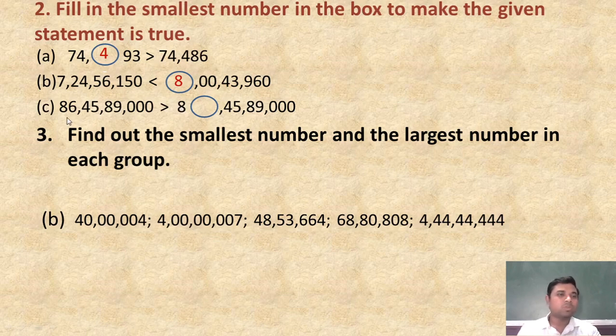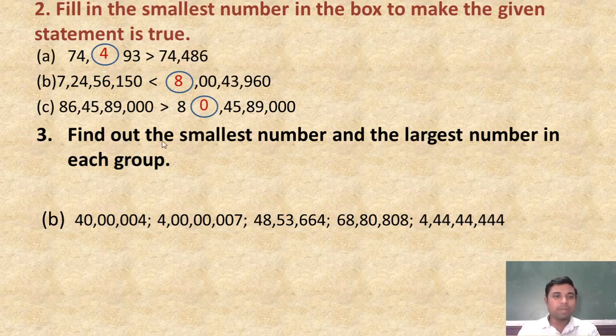Okay, now see, here 86 crore. What number will you put here so that this will be less? Just try it for 0. 86 crore, 80 crore. Obviously this is true. Dear students, if you put 1 here, it will be true. If you put 2, it will be true. But you have to choose the smallest one. So the smallest one is 0.